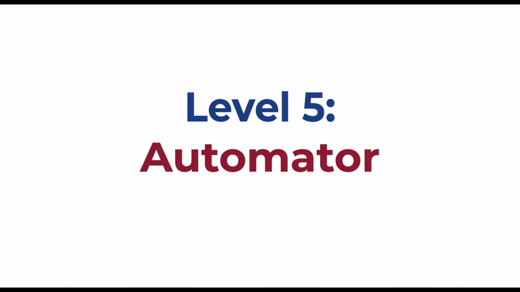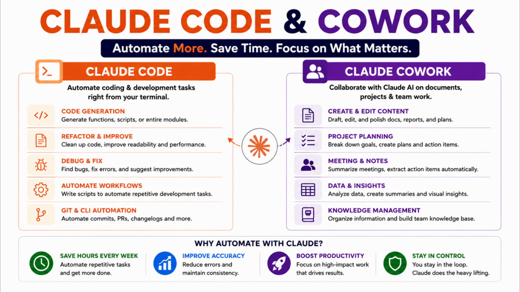Level 5. The Automator. Level 5 is the one that feels like science fiction the first time you see it. Things that run without you being there to ask. Scheduled tasks that happen automatically. Tools like Claude Code or Claude Cowork that take a job. Fix this bug. Prep my morning brief. Research and compile this report. And carry it through multiple steps on their own. Start to finish while you do something else.